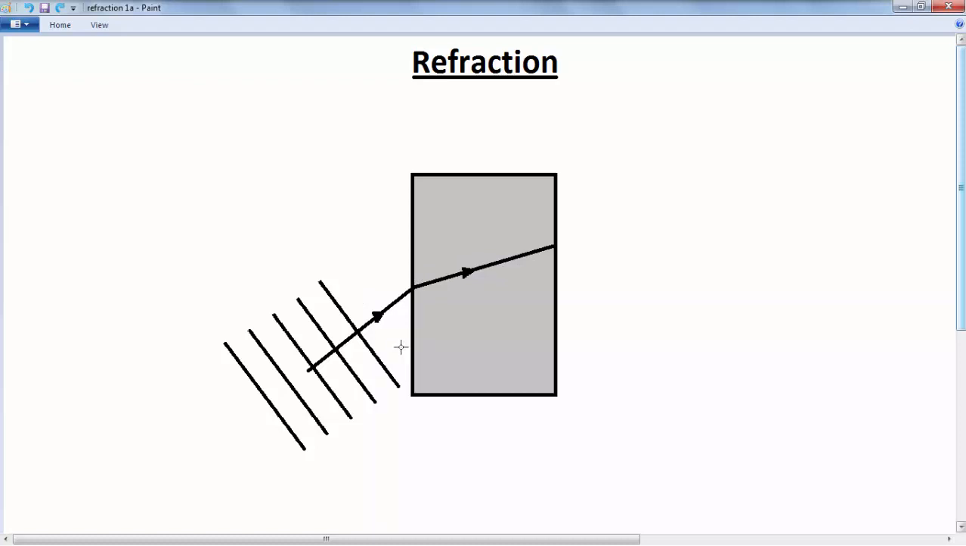Now in the next lesson we're going to look at refraction in more detail. We're going to discover a law that describes exactly how a ray of light is bent or refracted when it passes through from one medium to another.